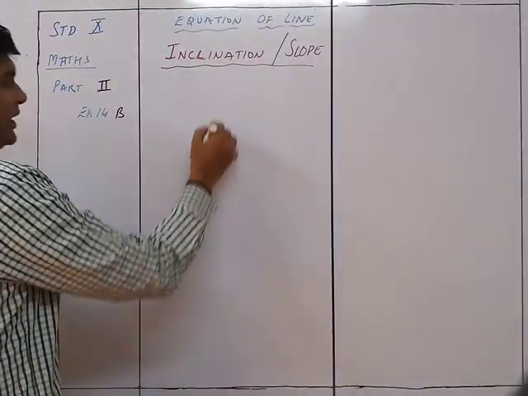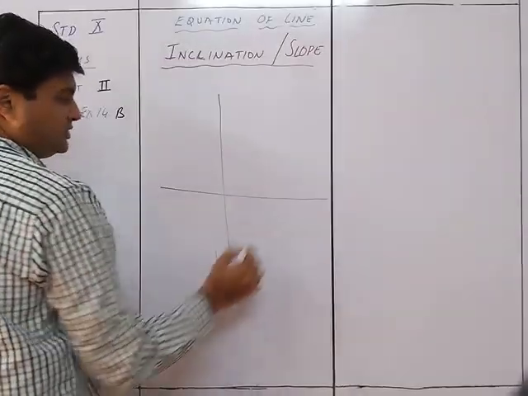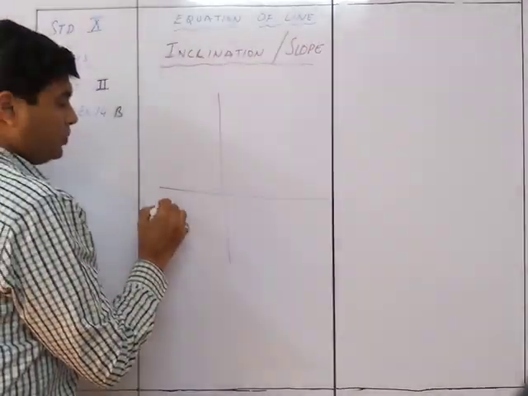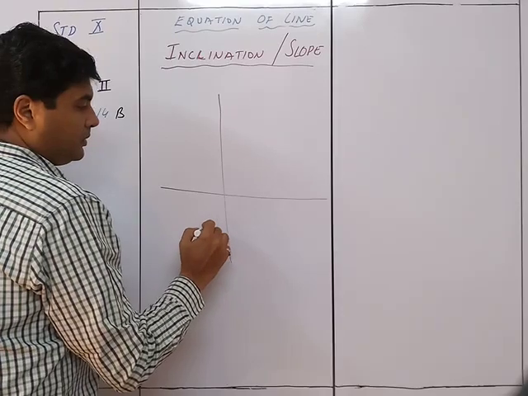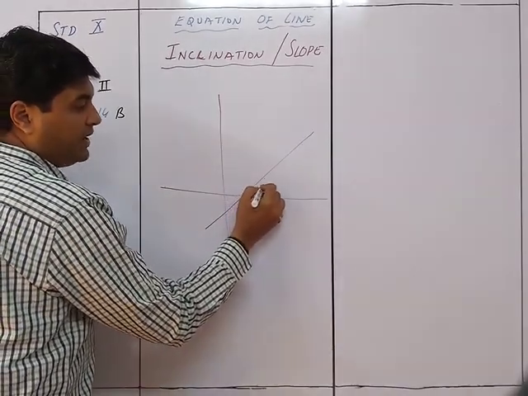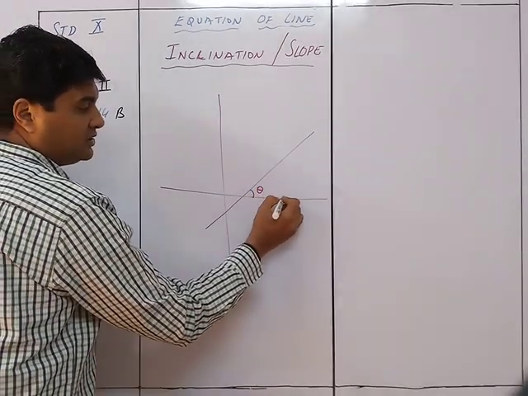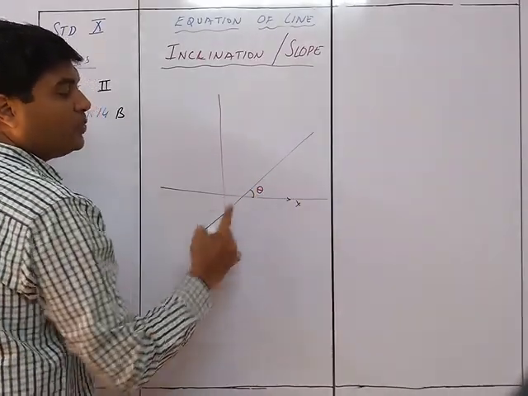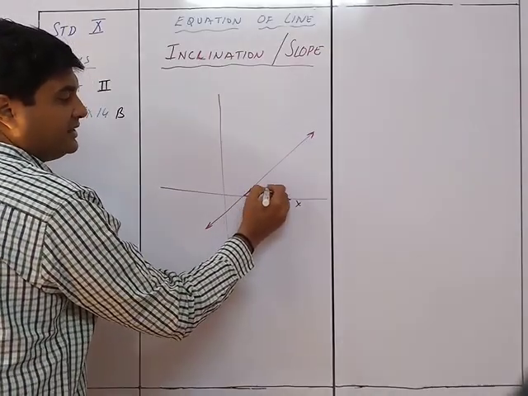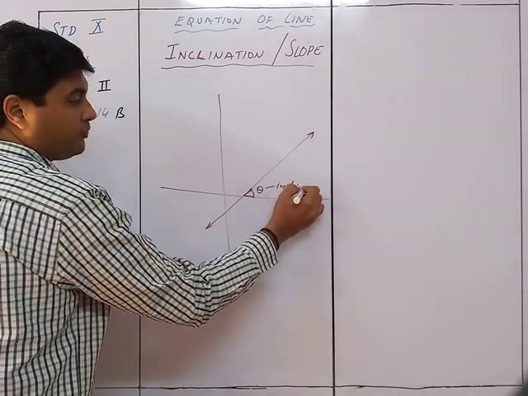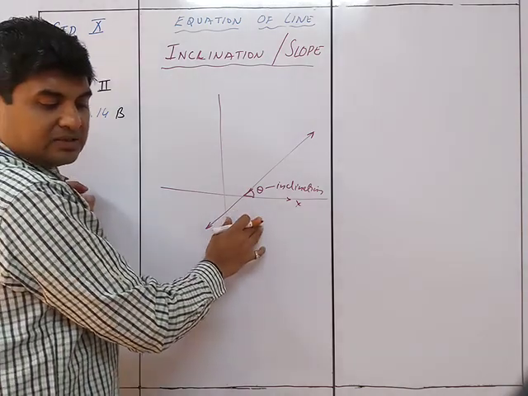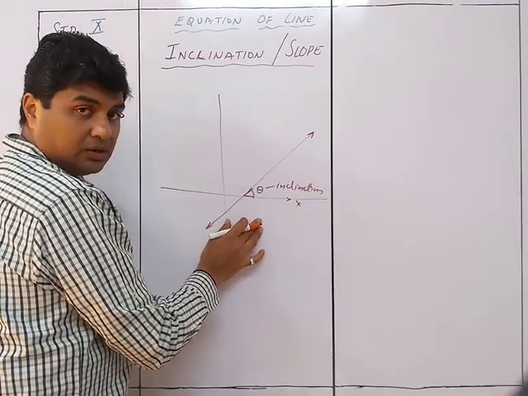Whenever we have the x-axis and y-axis, if any particular line is going to make something like this, then this is the angle it is making with the x-axis. The angle which this line makes with the x-axis is called the inclination. In this case, the inclination is positive in nature, right?